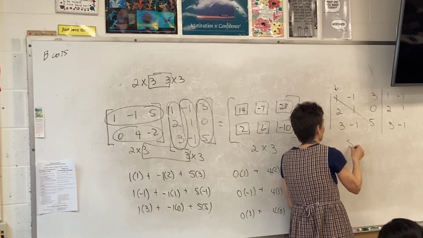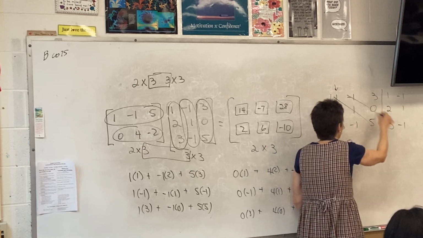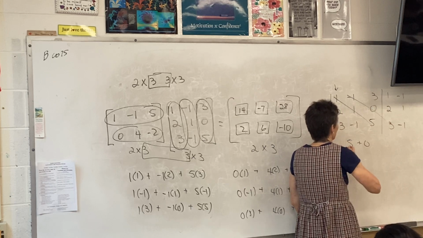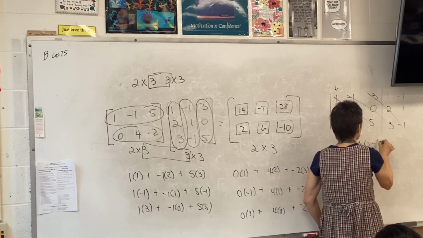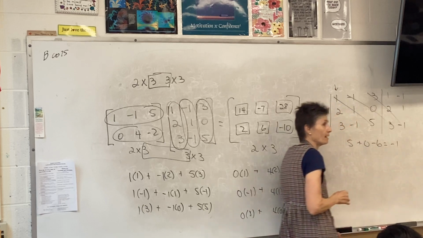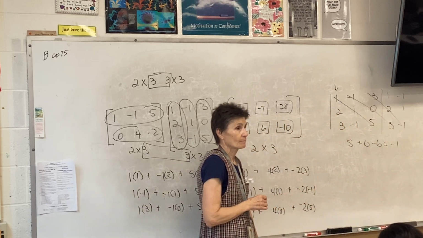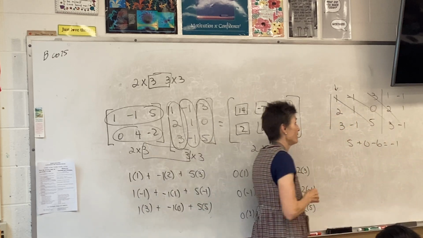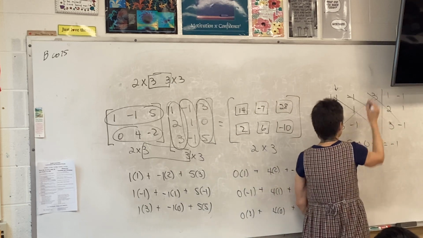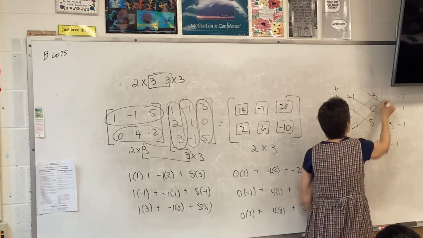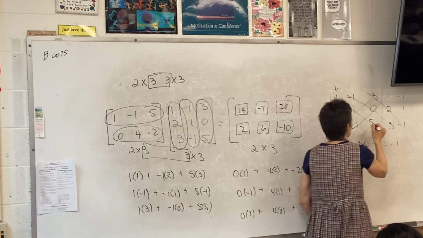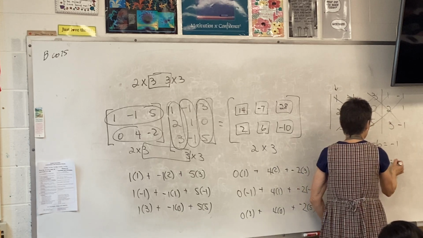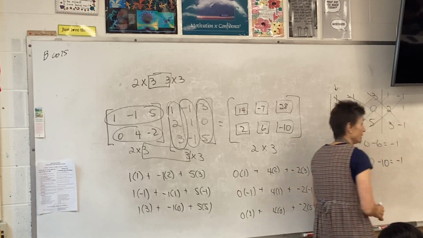Multiply. 5. Multiply. 0. Multiply. -6. I got those to add up to -1. And then we turn right around and do the same thing. Multiply. 9. 0. -10. I got another -1.